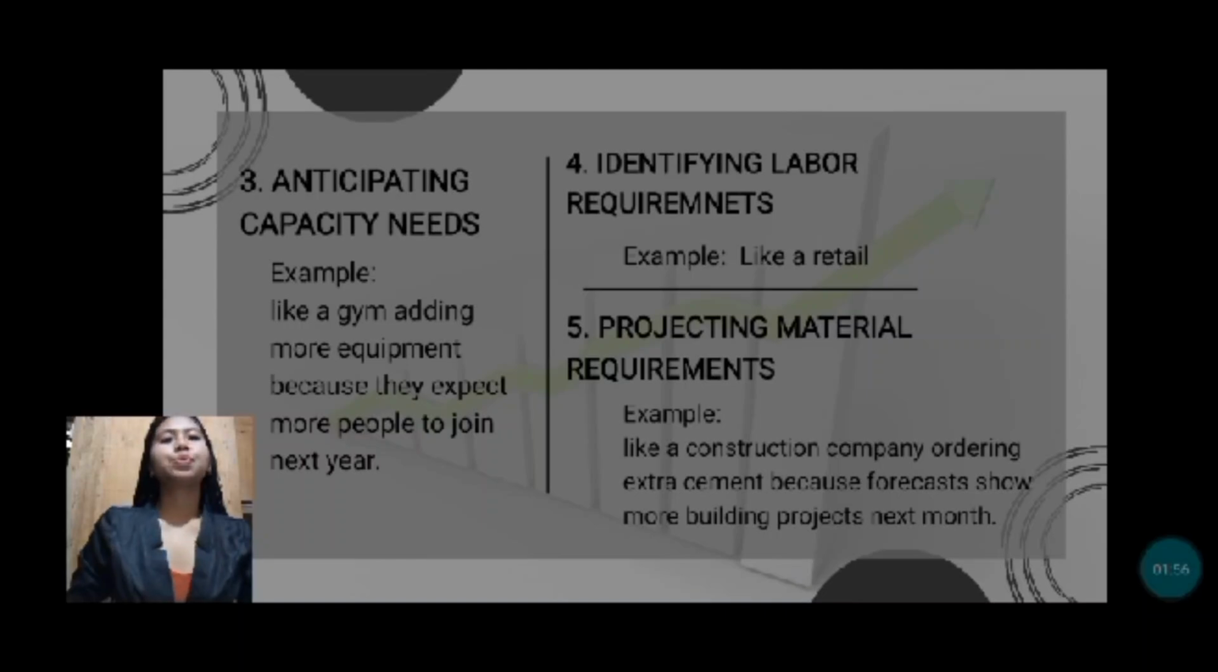The fifth one is projecting material requirements. Projecting material requirements using demand forecasting means figuring out how much raw material, like flour for bread or steel for cars, a business needs to make products customers will buy. For example, a construction company ordering extra cement because forecasts show more building projects next month.